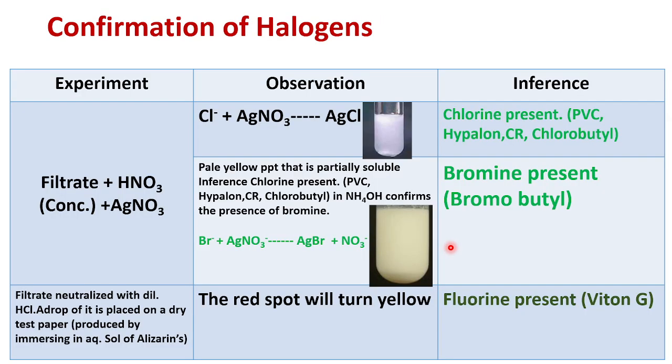So we have discussed the presence of nitrogen, the confirmation test for nitrogen and sulfur. Now here it is the confirmation test for halogens, that is chlorine, bromine, etc.